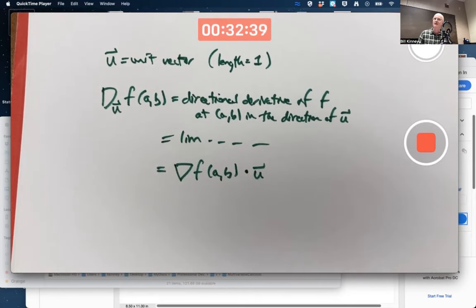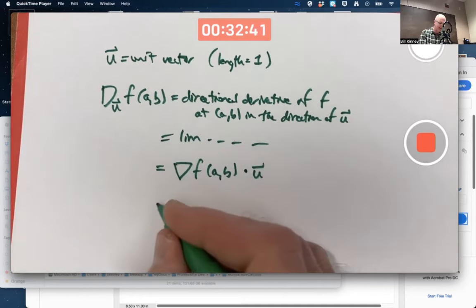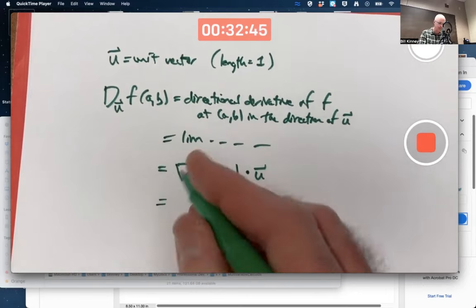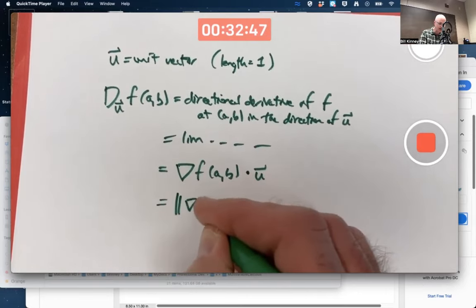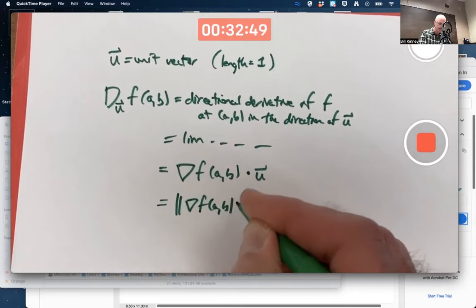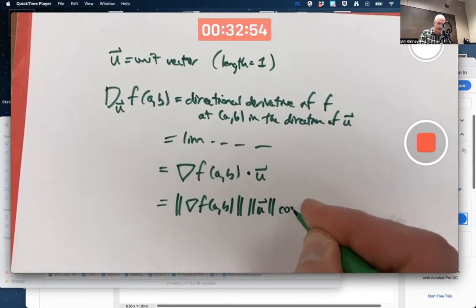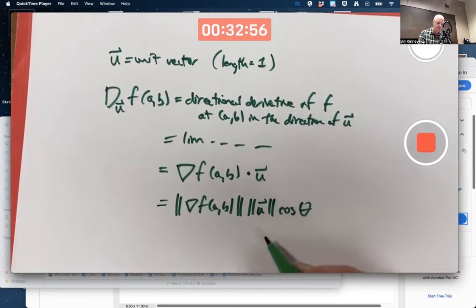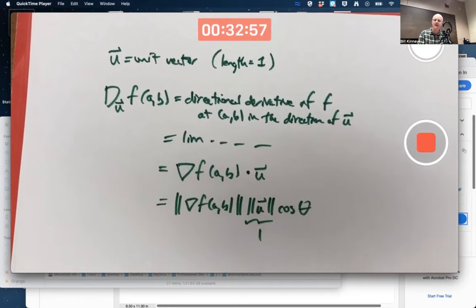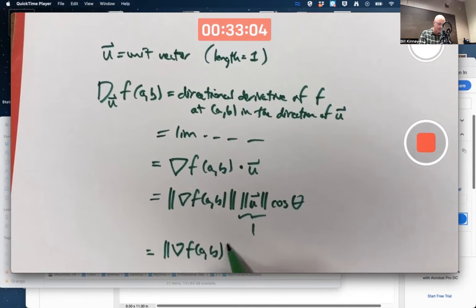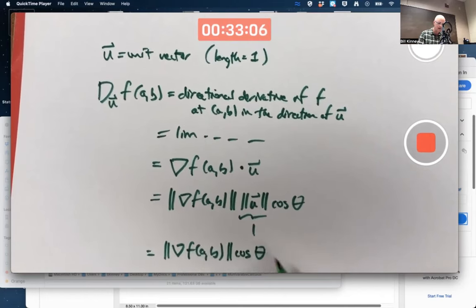Just do a dot product, which has the benefit of also being able to interpret it geometrically. That's the same as the magnitude of the gradient vector at the point times the magnitude of the unit vector times the cosine of the angle between them. But u is a unit vector, so that's 1. So this is just the magnitude of the gradient vector times the cosine of the angle.